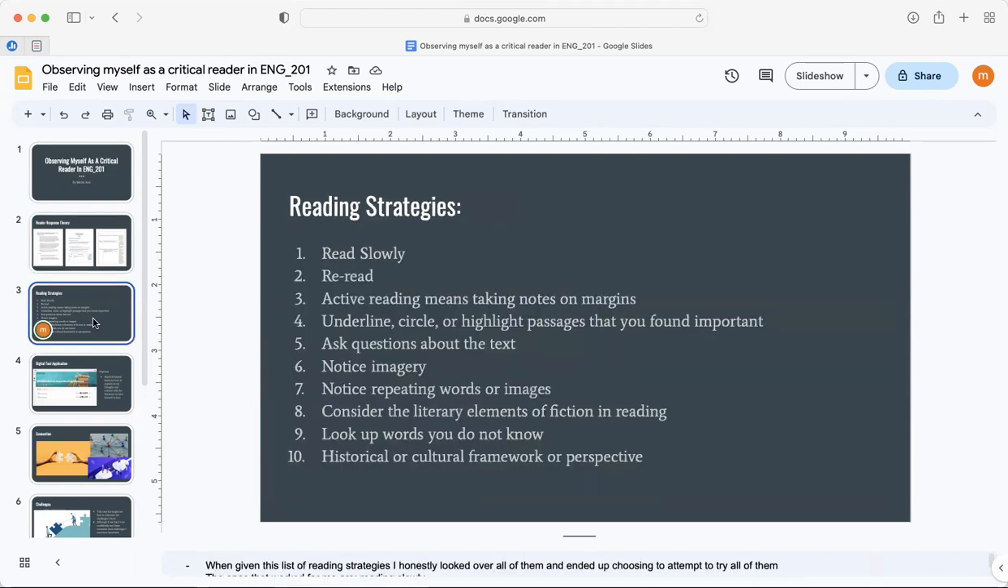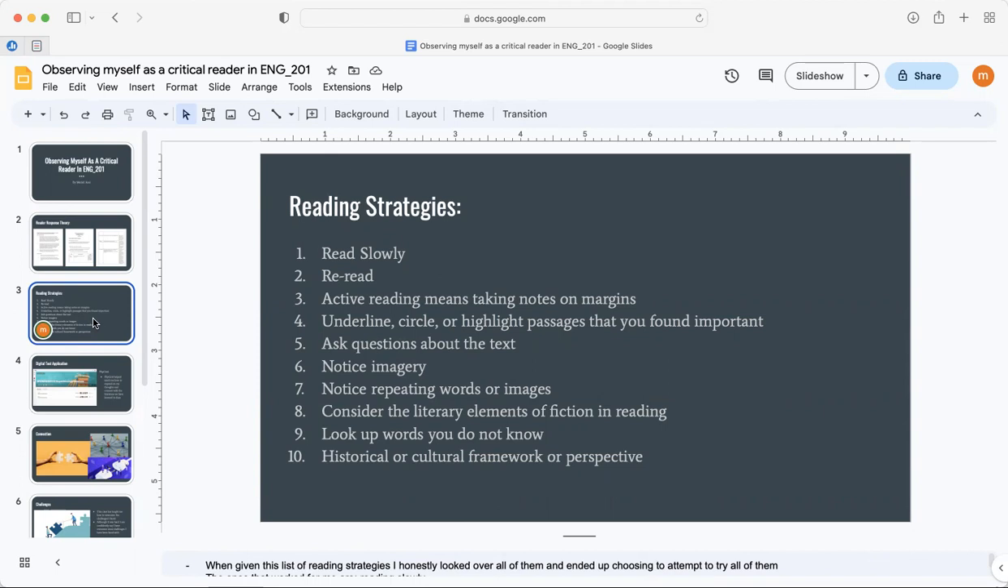So the next slide is reading strategies. We were given a list of these reading strategies, and I went down, read all of them, and I tried all of them. However, the ones that really stuck with me the most were reading slowly. So, like I said, interpreting and reading can be very hard for me. So, reading slowly really has helped me understand what I am learning better and just what I am reading better.